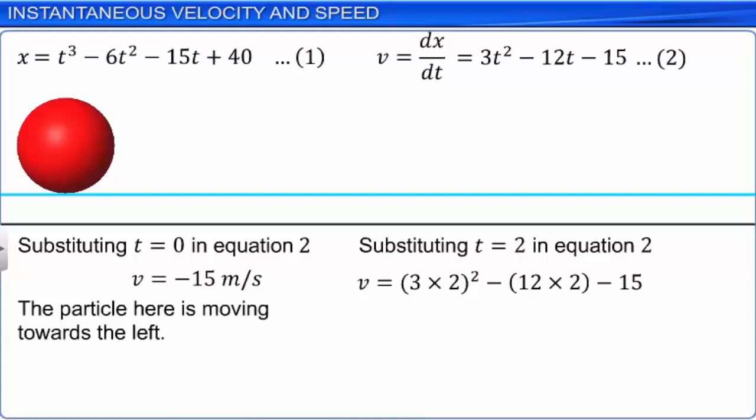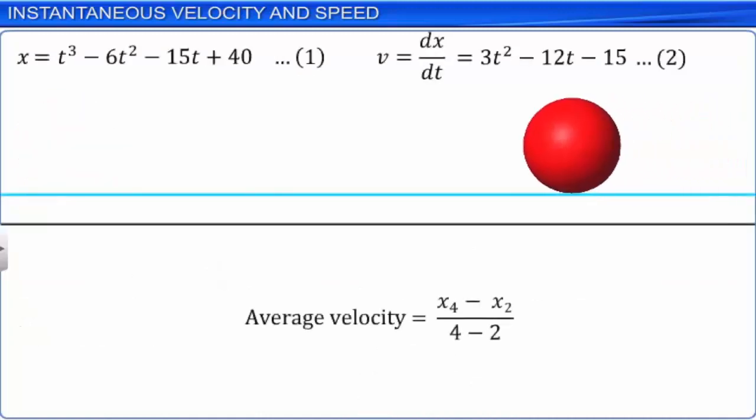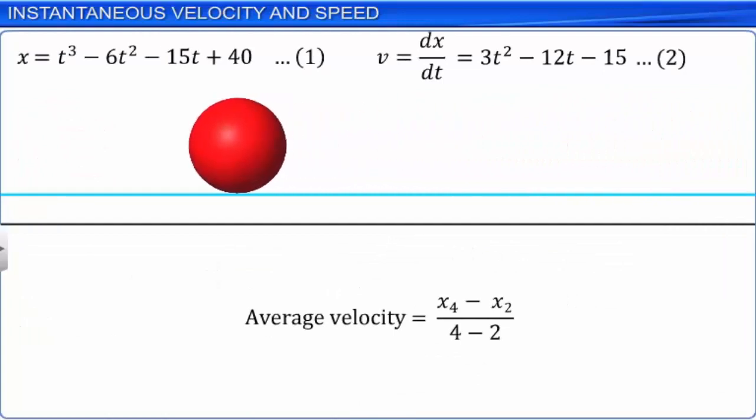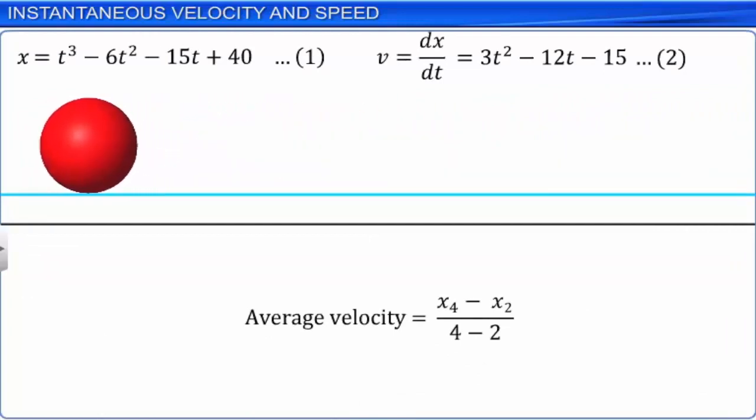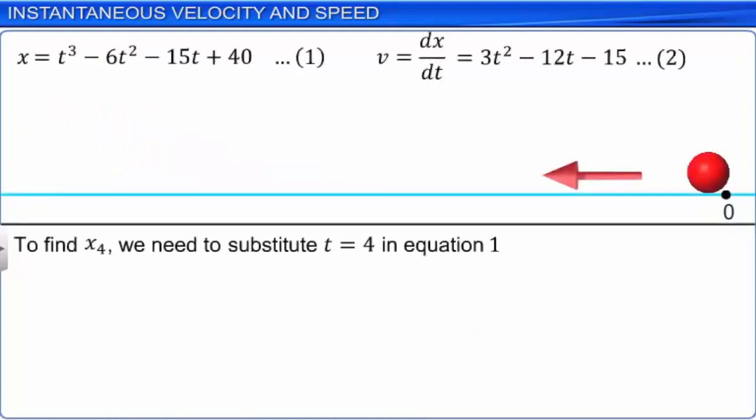Average velocity is equal to x4 minus x2 by 4 minus 2. To find x4, we need to substitute t is equal to 4 in equation 1. x4 is equal to 4 cube minus 6 multiplied by 4 square minus 15 multiplied by 4 plus 40 is equal to minus 52 meters. The particle is situated to the left side of the origin.